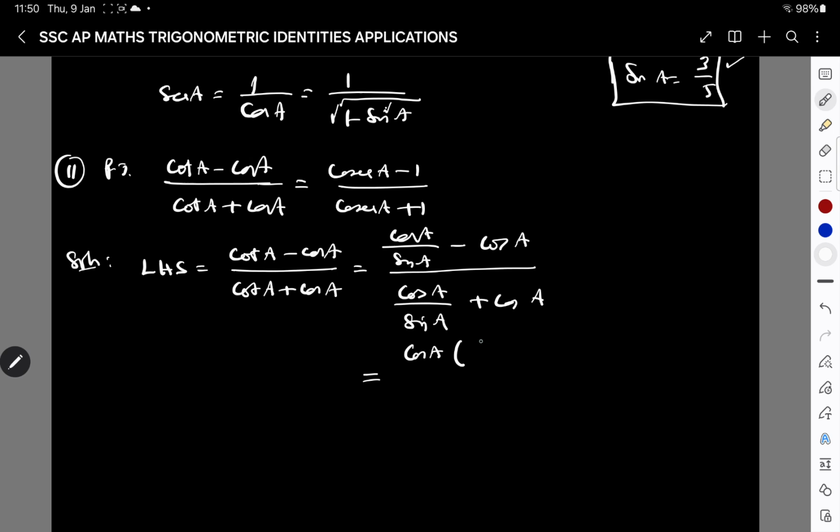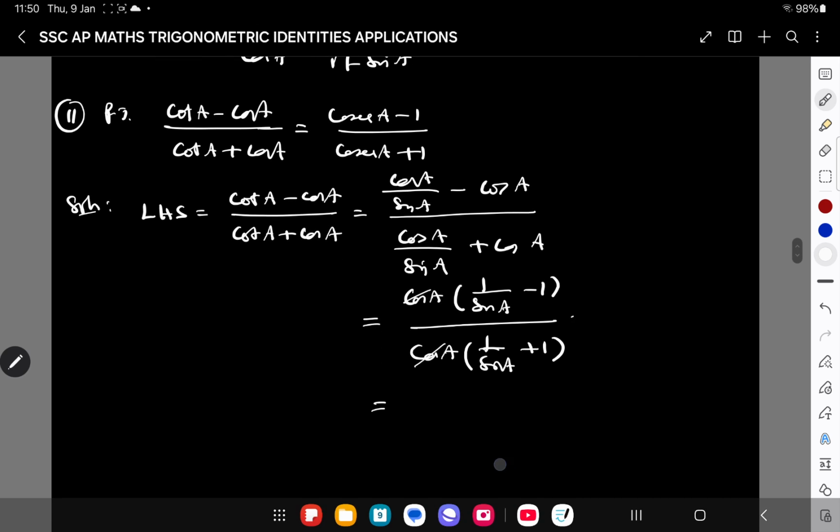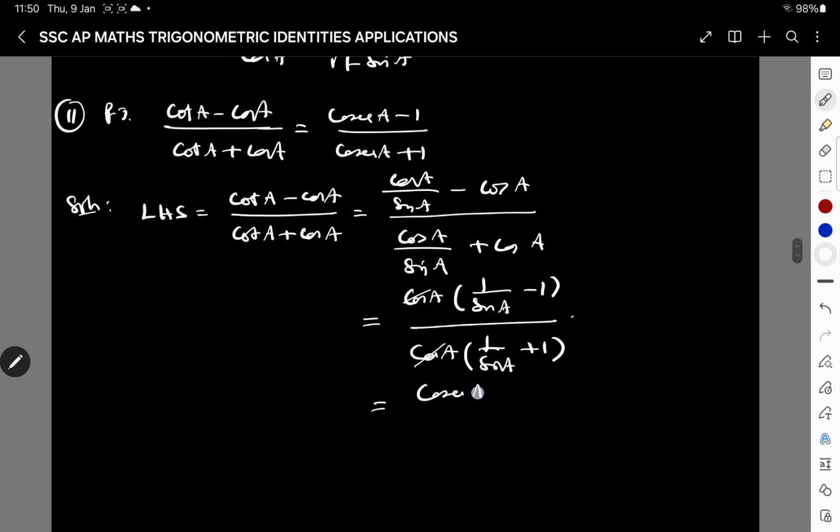If I take cos a common, 1 by sin a minus 1 by cos a times 1 by sin a plus 1, because cos is taken as common, I can cancel this now. And this is equal to 1 by sin, which is cosecant, so cosecant a minus 1 by cosecant a plus 1, and this is the RHS, right?